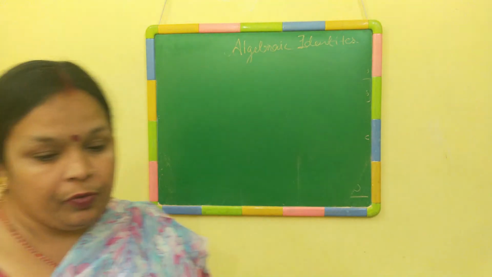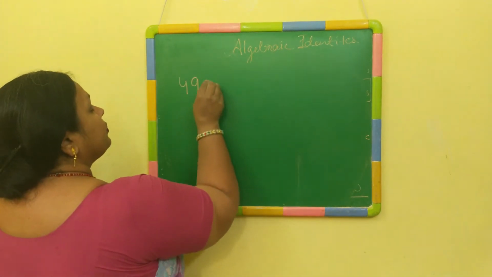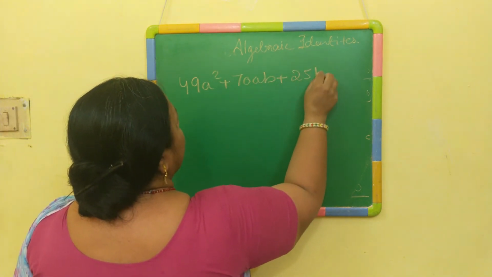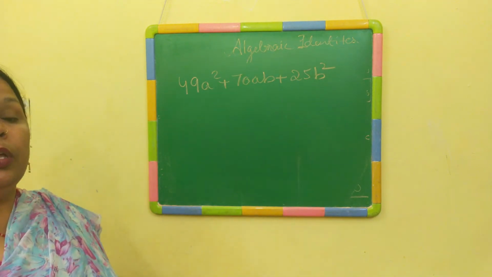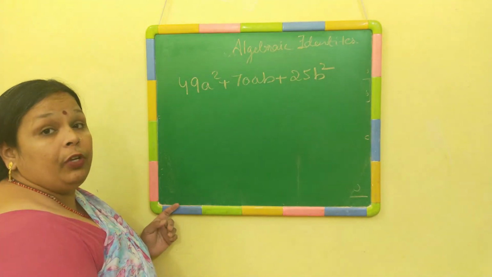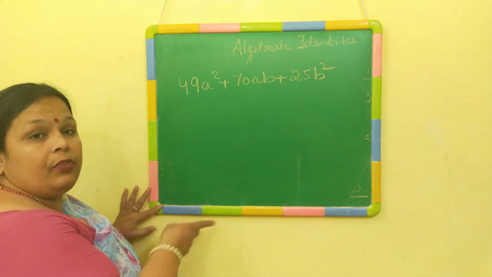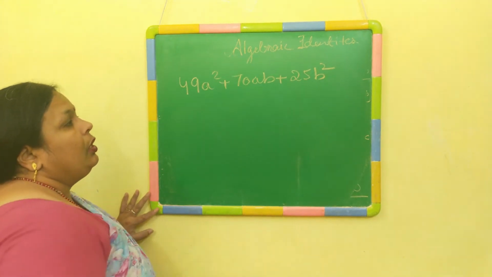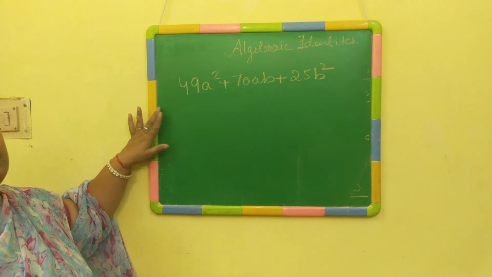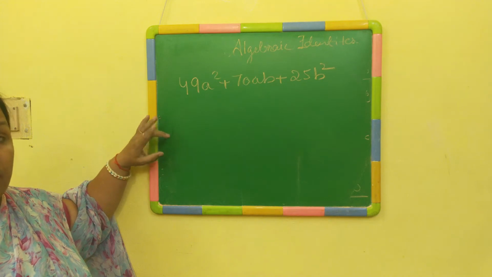The next example which we will be taking is 49a square plus 70ab plus 25b square. Clear? Now which identity will you use? See, as I told you, LHS can be transformed into the form of RHS and RHS can be transformed into the form of LHS. So we cannot find a process here where we can see that it is a plus b whole square, a minus b whole square, or a plus b into a minus b, or x plus a into x plus b.